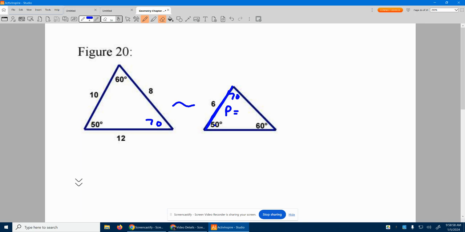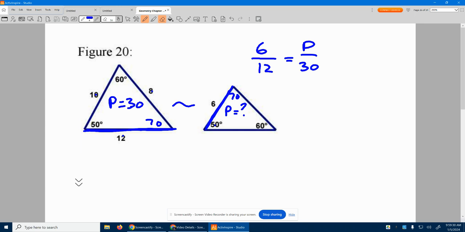So no big deal. We're going to set up this 6 corresponds with who over there? Well, the 6 is between 50 and 70. 50 and 70 is who? 12. As the perimeter of this, which we don't know, corresponds to the perimeter of this triangle. What is this guy's perimeter? Well, 8 plus 10 plus 12 is 30. He is 30.